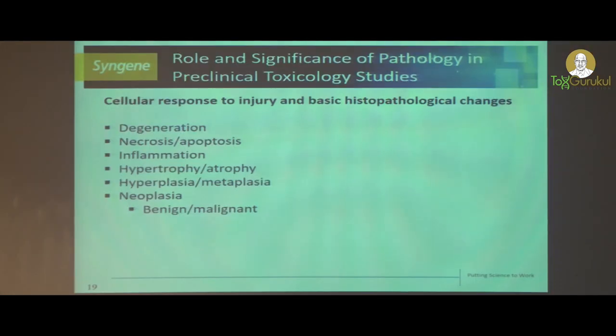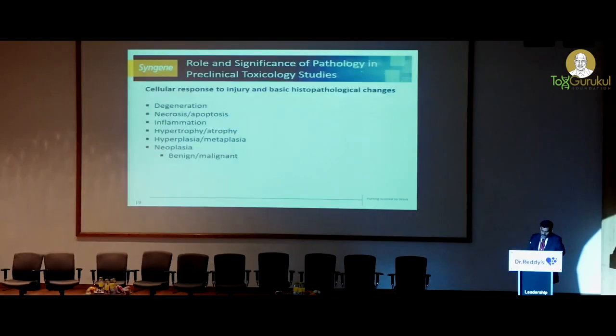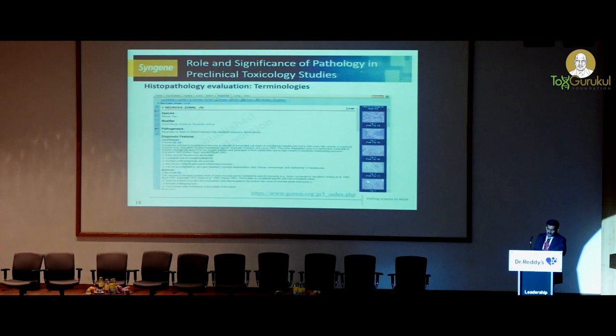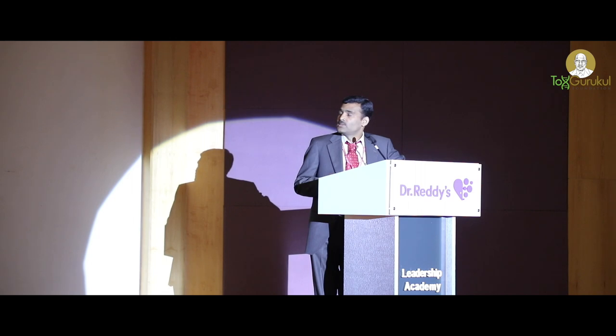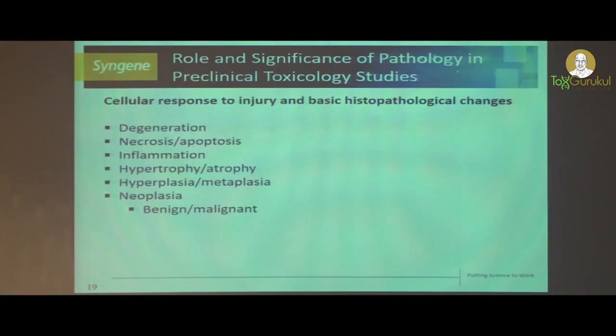So let me go over in brief what happens at the cellular level when the animal is exposed to a toxicant. Although there are so many lesions described in the guidelines, all these lesions can be broadly categorized into these categories: degeneration or necrosis, inflammation, hypertrophy, atrophy, hyperplasia, metaplasia, and neoplasia, which may be either benign or malignant. So these are very broad classifications of the findings. Most of the time, all the findings can be categorized into these basic findings.